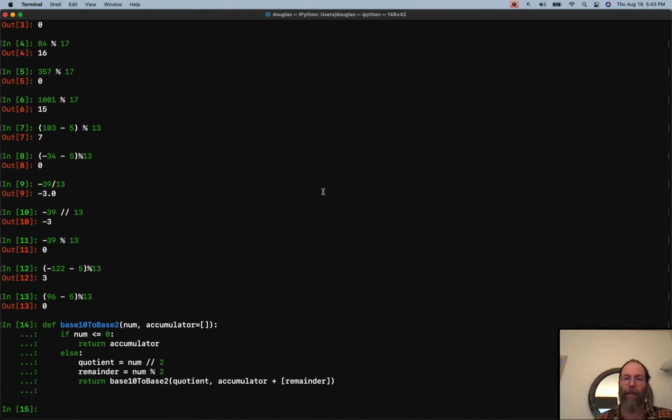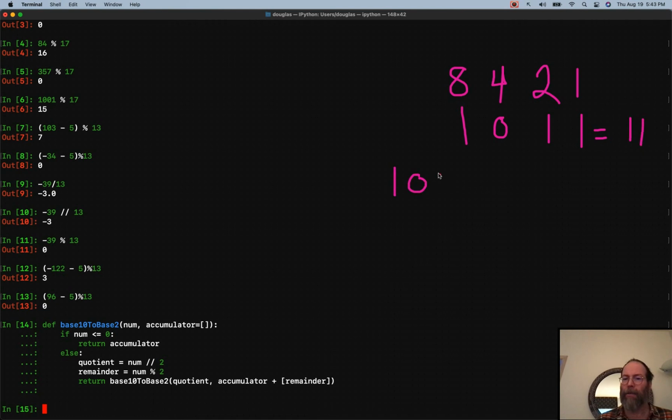Okay, so let's see if this works. So these are my 1s, my 2s, my 4s, and my 8s. So let's say I have 1 8, no 4s, 1 2, and 1 1. So that's going to be equal to 8 plus 2 is 10 plus 1 is 11. So that means that 1 0 1 1 base 2 is equivalent to 11 in base 10.